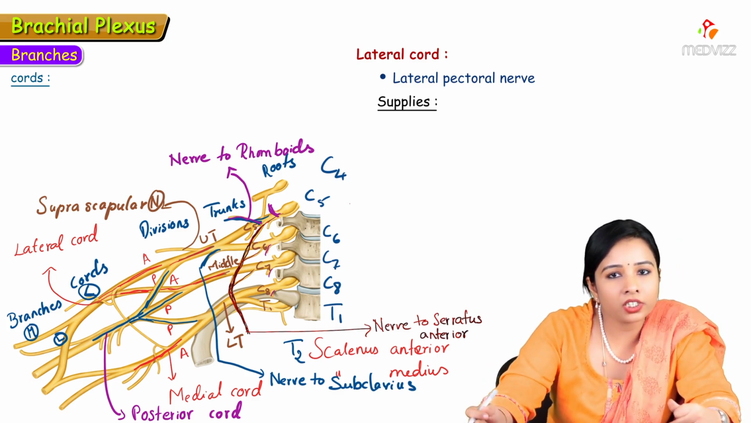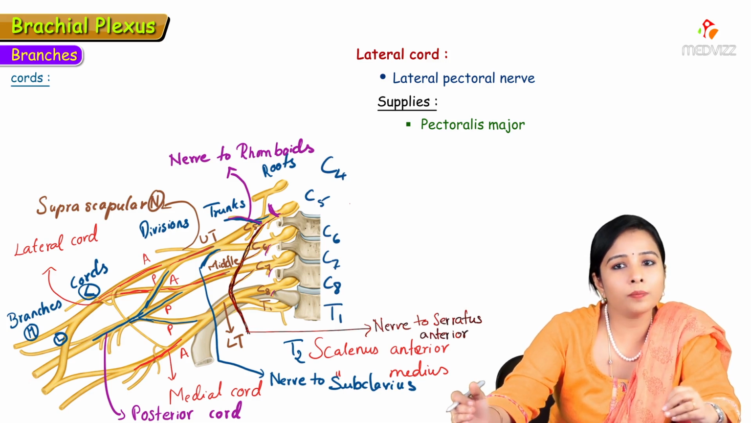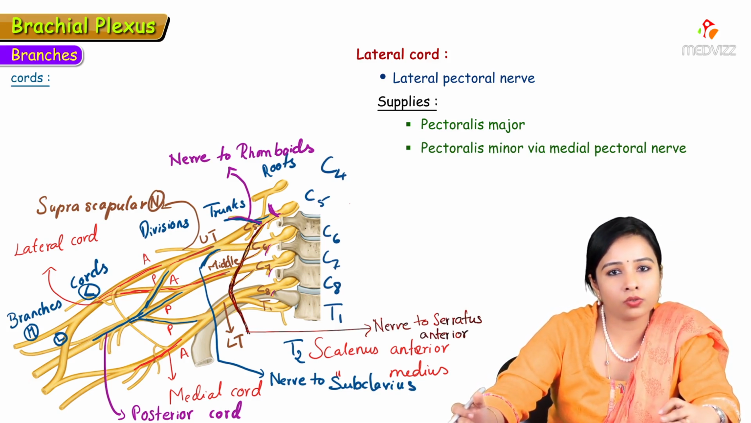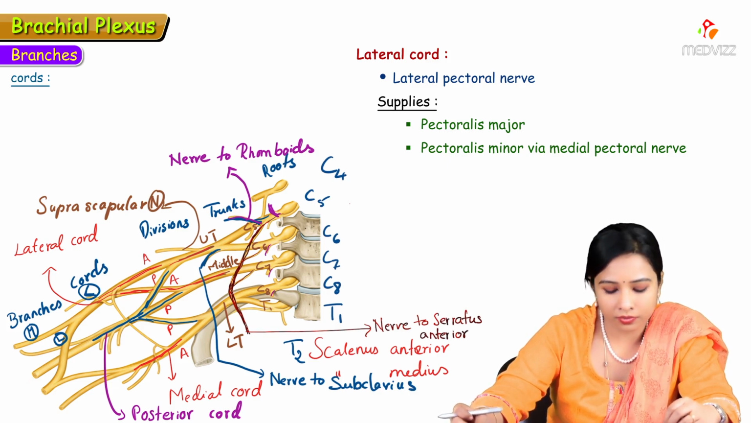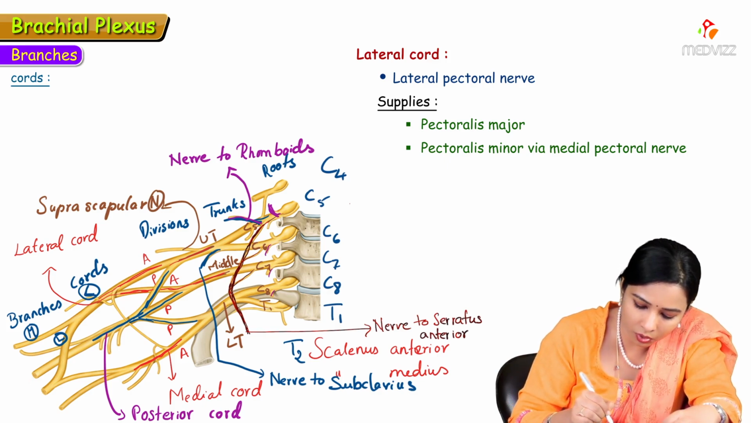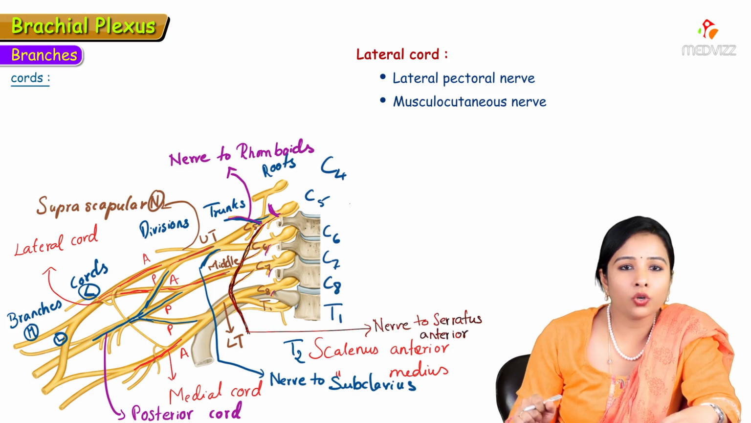It supplies majorly to pectoralis major muscle, but sometimes it may also supply to the pectoralis minor muscle also, and via the branch to the medial pectoral nerve. So via the branch to the medial pectoral nerve, it may also supply to pectoralis minor muscle. Next about the musculocutaneous nerve.